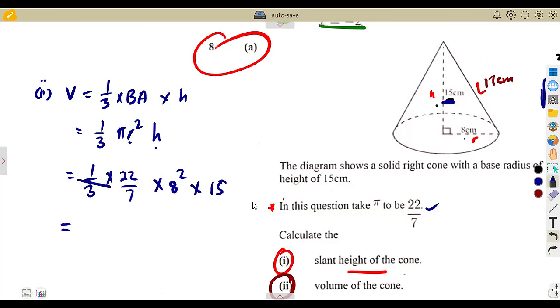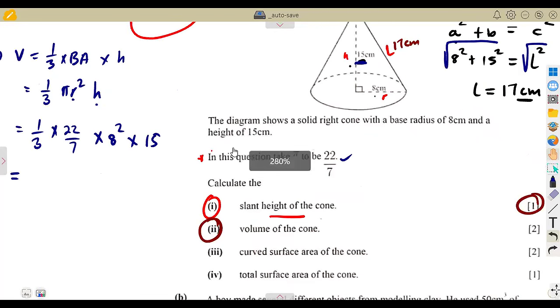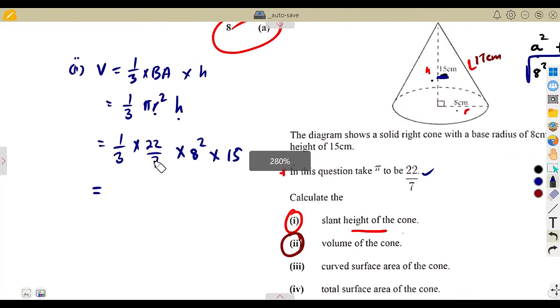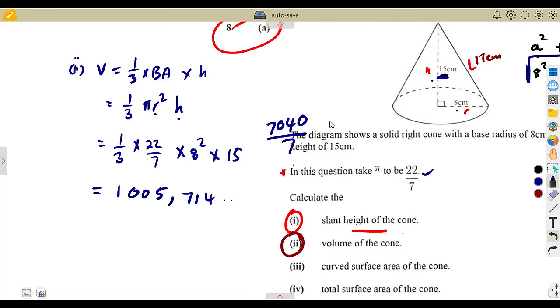This is enough to present on your answering script there. Then from there, you write the answer. This is enough for you to obtain the 2 marks that you are seeing there. That was going to give us 1005.714, something like that. Actually, as a fraction, it was going to be 7,040/7 cubic centimeters. This is volume.